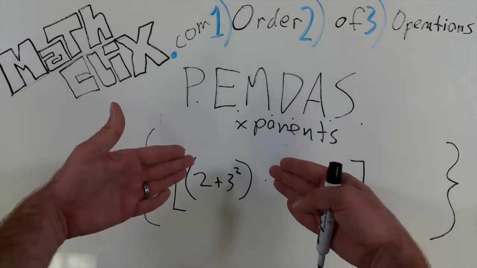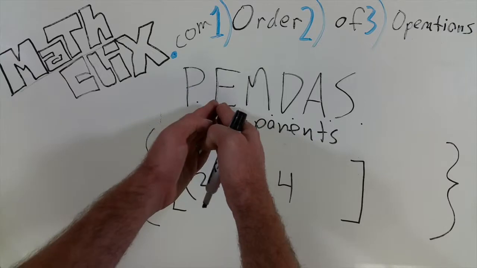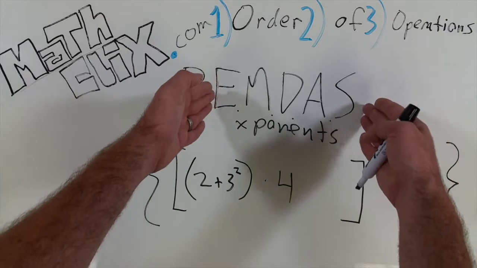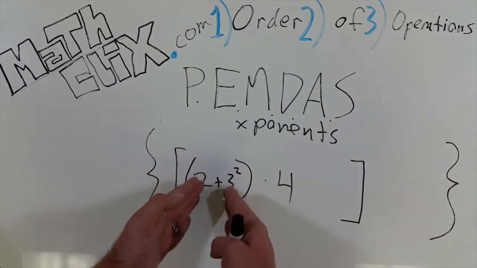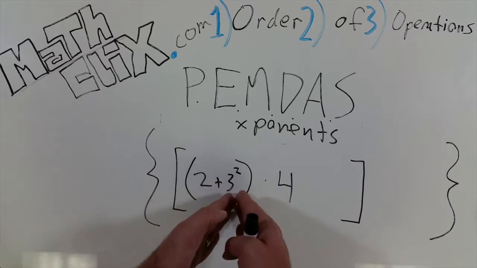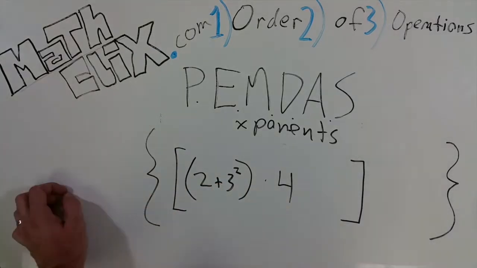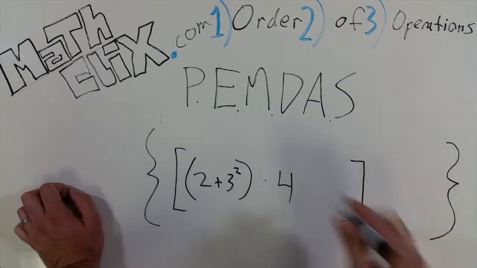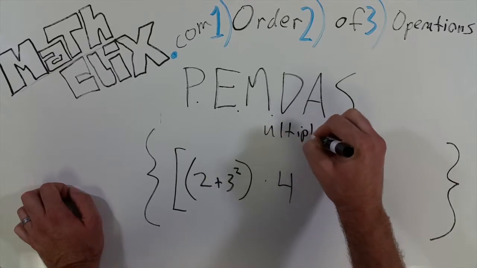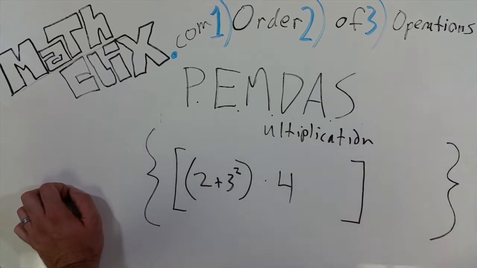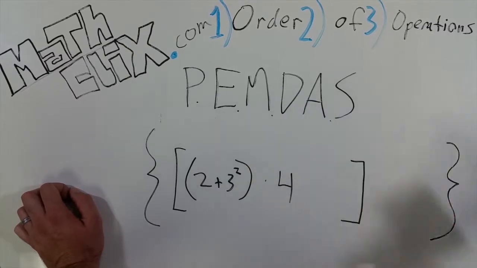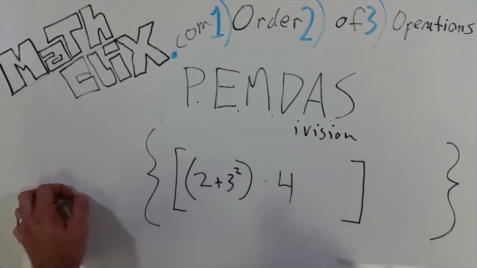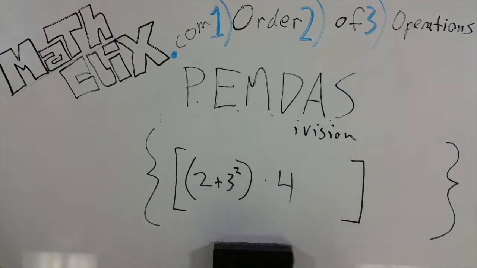Parentheses, where we focus in first. And then we follow through with all the rest of the order of operations in order from left to right, like in the acronym. The next order of operations is multiplication. And at the same time, you guessed it, division. Multiplying and dividing are the next things we want to do.